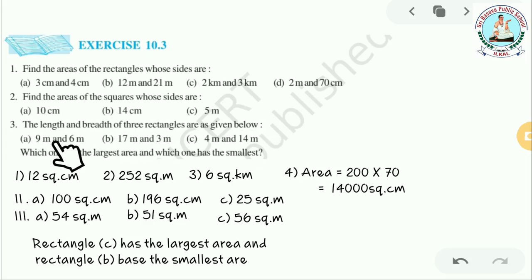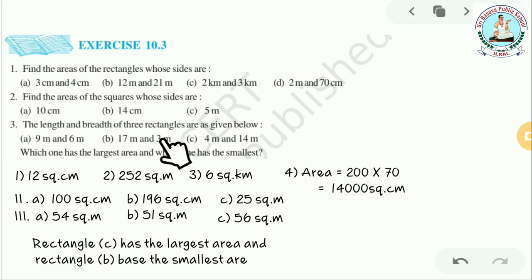So the length and breadth of the first rectangle is given here, the length and breadth of the second rectangle is given here, and the length and breadth of the third rectangle is given here. So let us find out the area of the first rectangle, that is 9 meter and 6 meter. So 9 times 6 will be 54, it is square meter. So this is the area of the first rectangle.